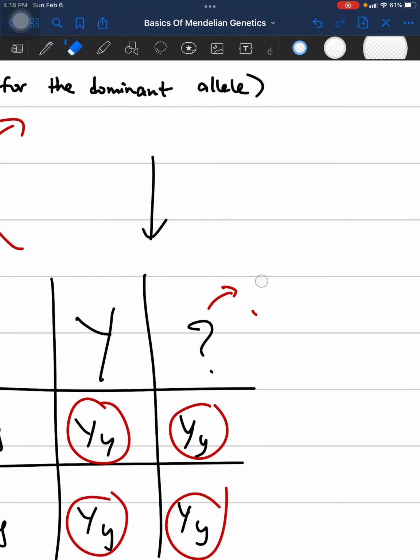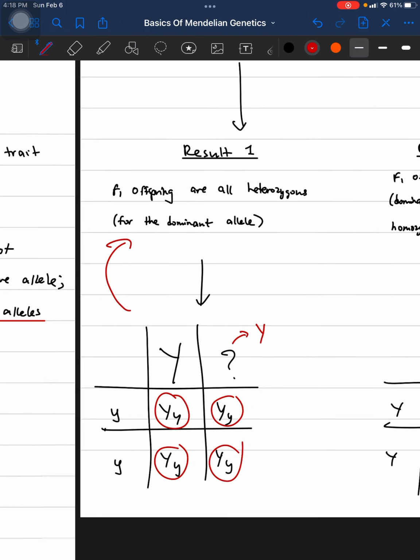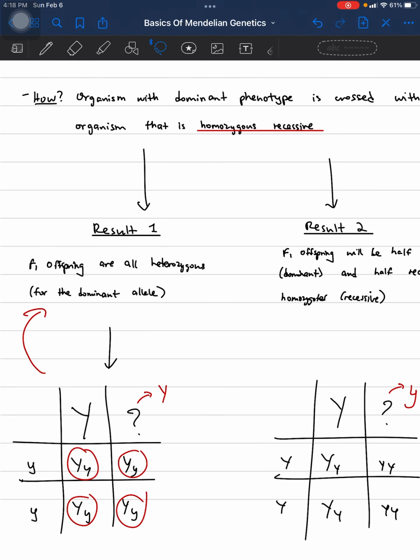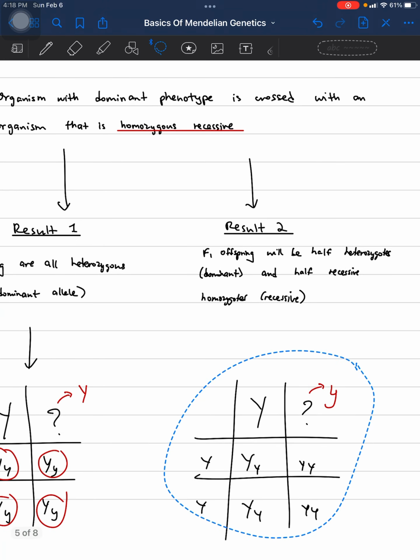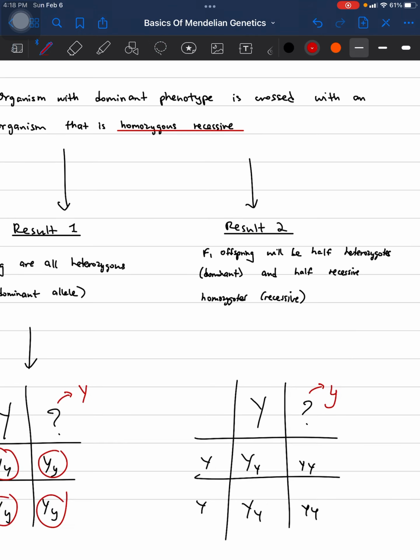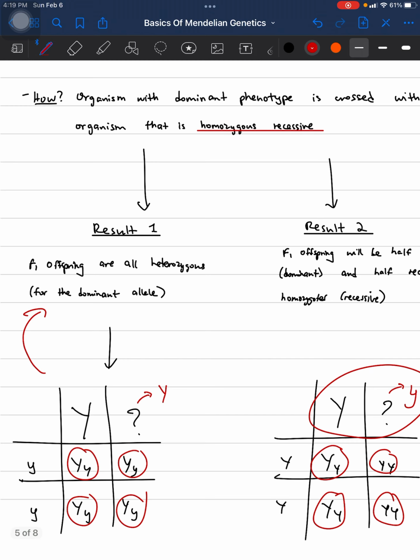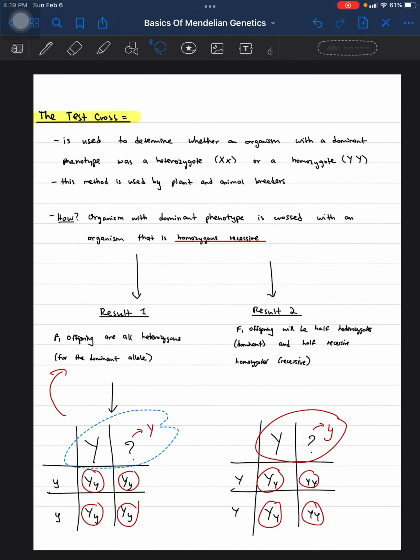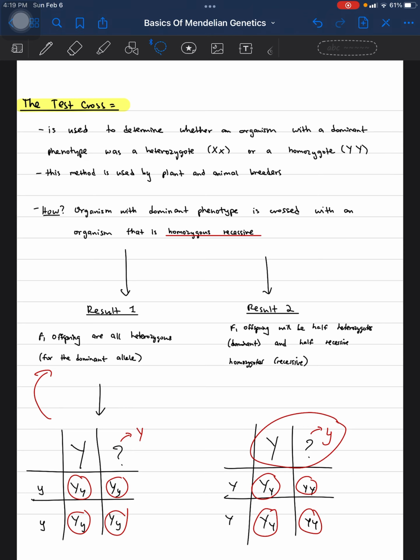Over here, I made a small mistake. This should be a capital Y. So over here, in this example, we are finding a homozygous dominant parent. Over here, we found a heterozygous dominant parent. And this is all based off of the offspring. Since we have half heterozygotes and half recessive offspring, it gives us a heterozygous parent. Over here, since we had all heterozygous offspring, we have a homozygous dominant parent. So this is how you use the test cross. It's usually found in monohybrid crosses.